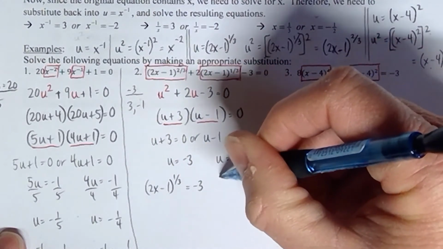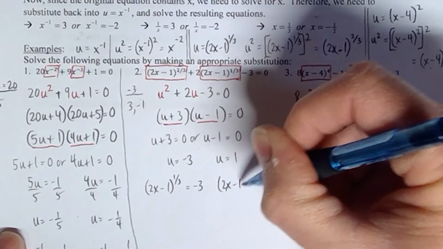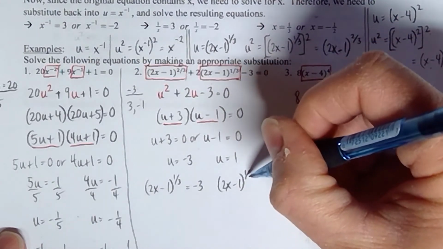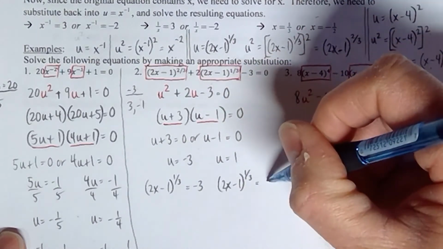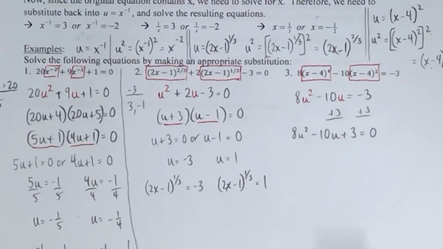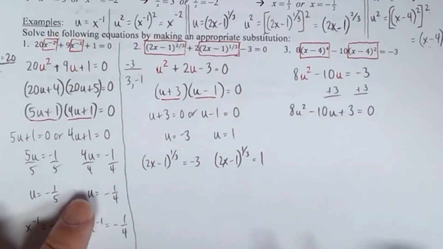Okay, let me write that down here. So I'm replacing the u with the bracket to the 1/3 power, just like I did in the last problem with the x negative 1 here. Okay.